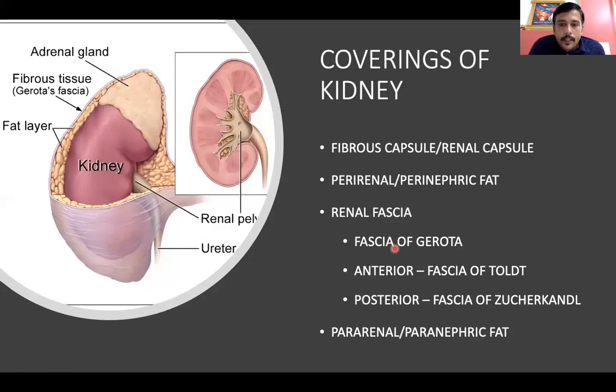This renal fascia has two layers. The anterior layer is known as the fascia of Toldt, and the posterior layer is named the fascia of Zuckerkandl. Outside the renal fascia, we have the pararenal fat or paranephric fat. Perirenal means immediately outside the kidney. Pararenal means on the sides, outside the kidney. That is the pararenal fat. This picture is more clear.